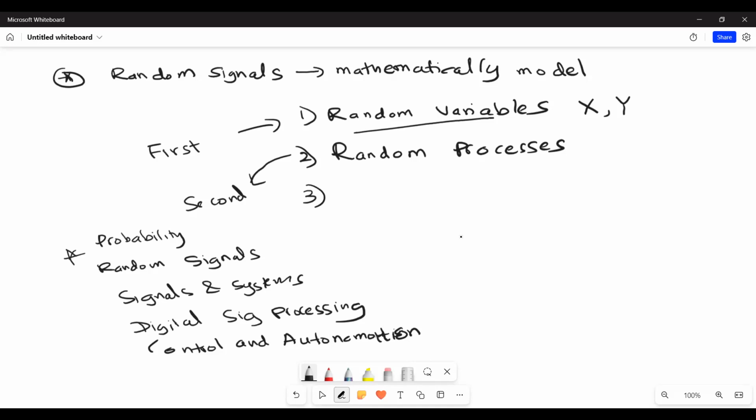So I think we will take a small break of 5 minutes, and then we will start about random variables.